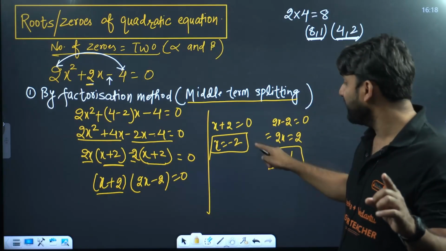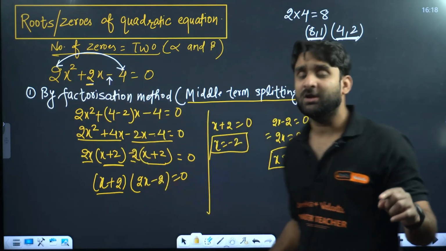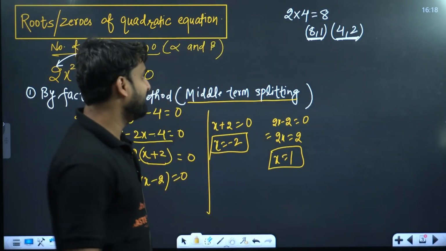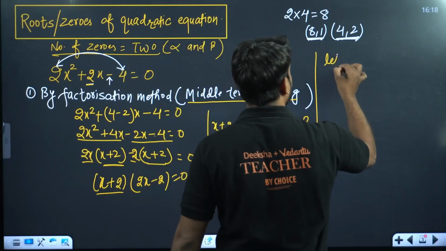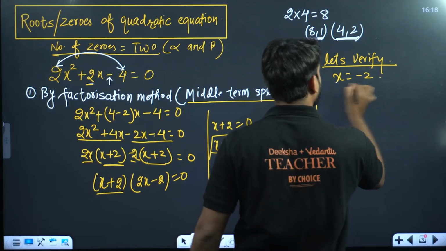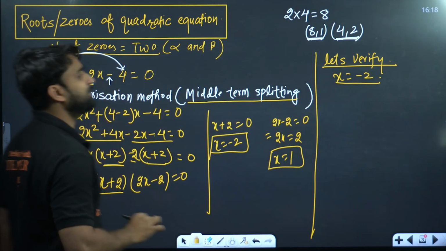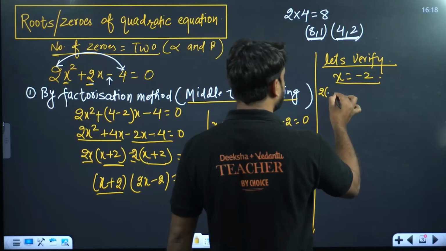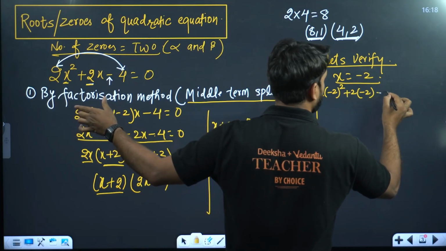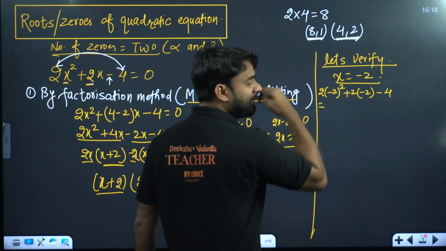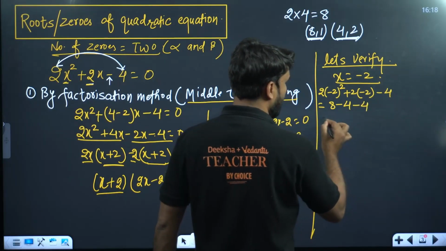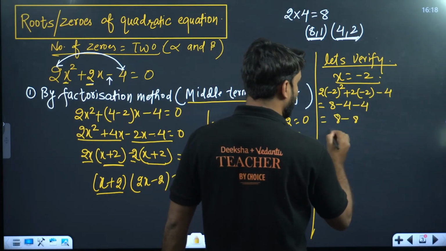You can verify: if you put −2 in the entire equation, or if you put 1 in the entire equation, the result will be equal to 0. Let's verify at x equals −2. Put −2 in place of x: 2 into (−2) whole square plus 2 into (−2) minus 4. Let's solve this. (−2) square will be 4, 4 twos are 8, and 2 times −2 is −4, and minus 4. So 8 − 4 − 4. Wow, the result is 0.